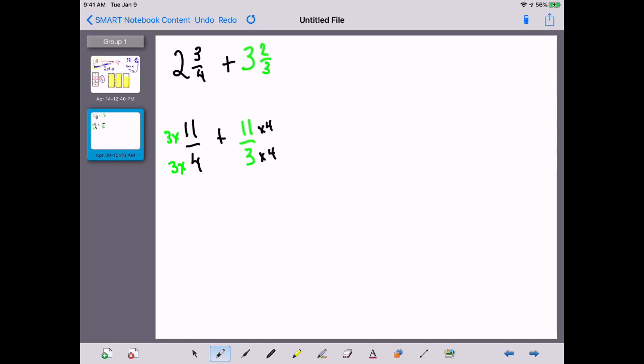Now, again, this will find you a common denominator, not always the lowest one. So this is just a really fast way of doing this. So 3 times 11, 33. 3 times 4, 12. 11 times 4, 44. 3 times 4, 12. Now, it may look like we've got some really big numbers here, but that's okay. We're going to deal with those later.